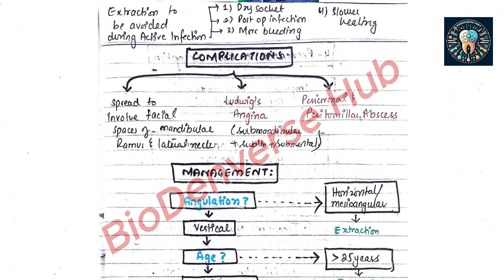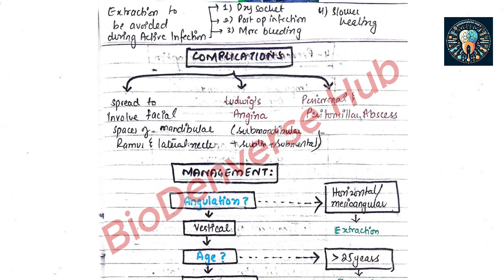First of all, the infection can spread to involve the facial spaces of the mandibular region and lateral neck region. It can also cause Ludwig's angina, that is the involvement of the submandibular, sublingual and submental spaces bilaterally, and it can also cause a pericoronal or peritonsillar abscess. So these were some important complications that can result from pericoronitis.